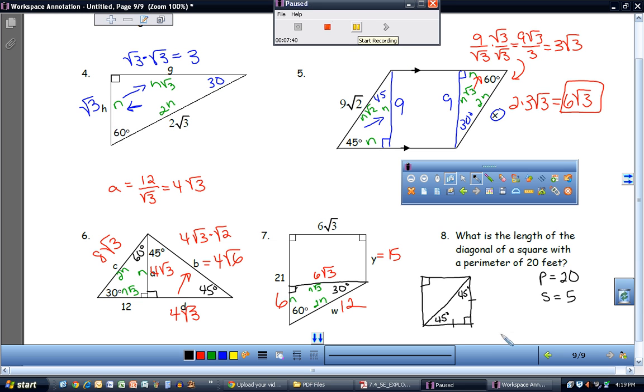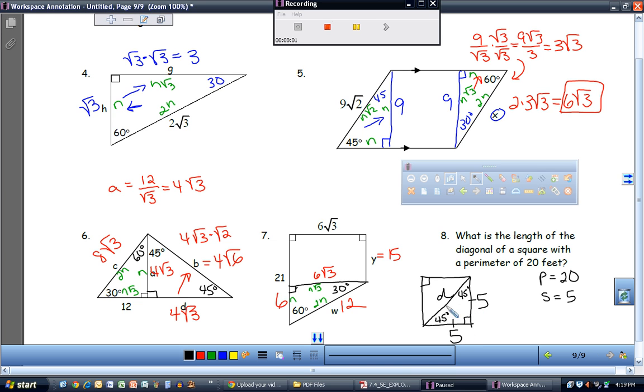In the last example, I'm asked to find the length of a diagonal of a square. I know the diagonal of a square divides a square into 2 isosceles right triangles, which are 45, 45, 90 triangles, and I'm asked to find D. So I need to know the length of the sides. Well, if the perimeter is 20, then the length of the sides is 5. And to get from the leg to the hypotenuse of a 45, 45, 90 triangle, I multiply it by the square root of 2. So D is the length 5 square root of 2.